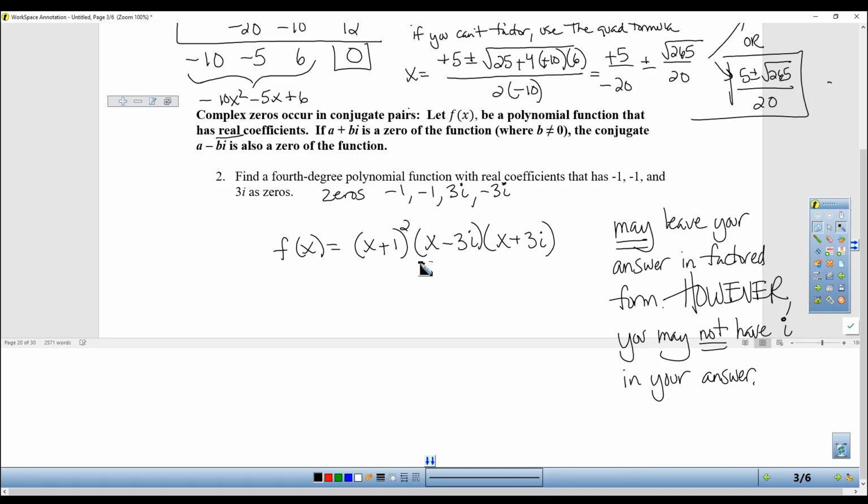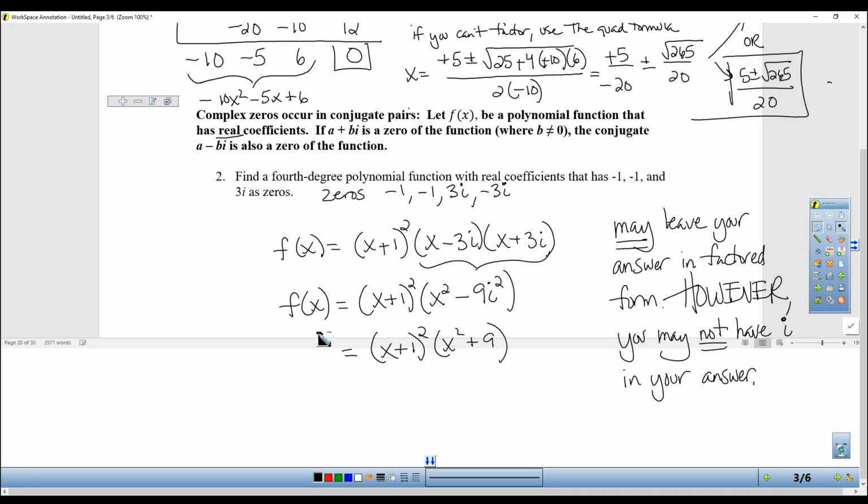So this part we need to multiply out. But luckily it's a conjugate. So remember, when it's a conjugate, you only have to do the first times the first and the last times the last, because the inners and the outers are always going to cancel on a conjugate. And that gives us i squared is -1 times -9 is going to be x squared plus 9. So this is what I mean by you can leave it in factored form.